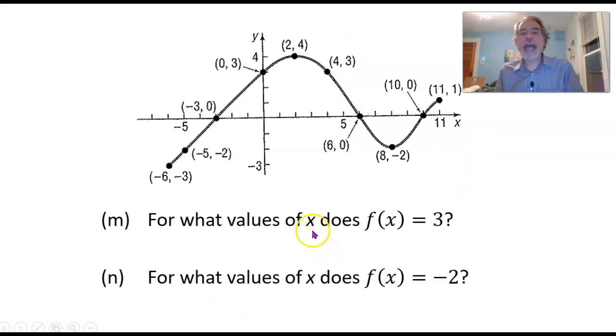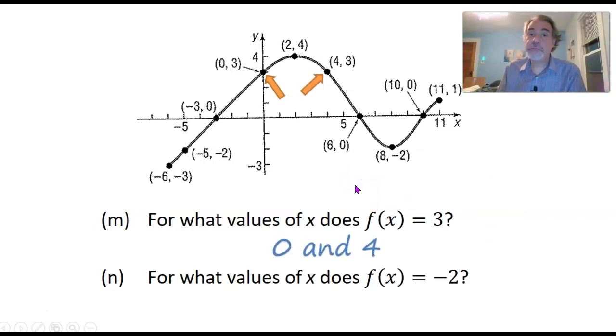For what values of x does f of x equal 3? So what's x when f of x, that's the y coordinate, is equal to 3? Okay, here's a hint. There's 2 possibilities, 2 points where that happens. So what are the x coordinates of those 2 points? 0 and 4. And for what values of x does f of x equal -2? -5 and 8.